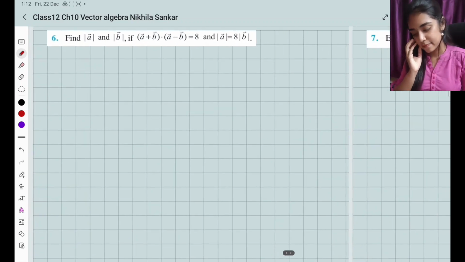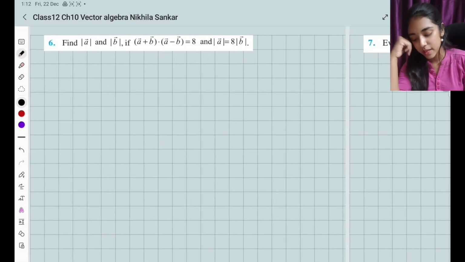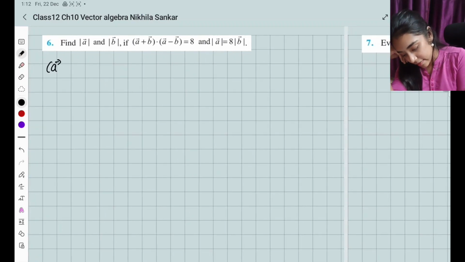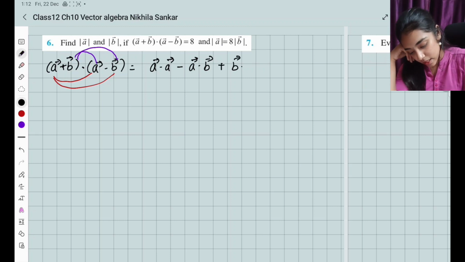Question number 6. Find A and B if such a form is given. So now, how do we find A and B? I see that I have A plus B dot product of A minus B. Now if I multiply this inside, what do I get? I have A dot A minus A dot B. Okay? So, A dot A minus A dot B. Next term, what? B dot A minus B dot B. So, I have plus B dot A minus B dot B.